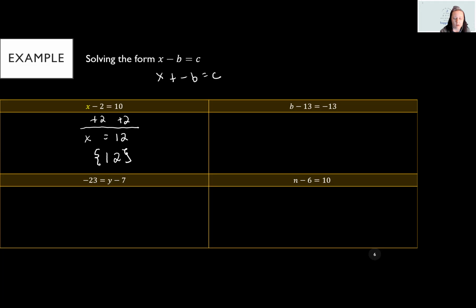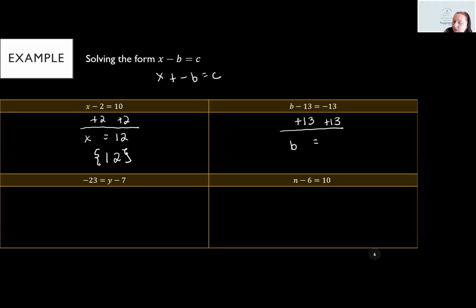Okay. So now on the top right, we've got b minus 13 equals negative 13. You see that minus 13. To solve for b, we're going to do the opposite. We're going to add 13. So I have my b, and then that's a negative 13 plus 13, and those cancel out, go to 0.